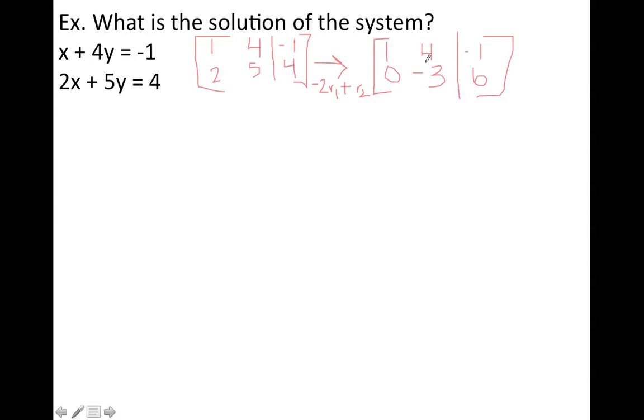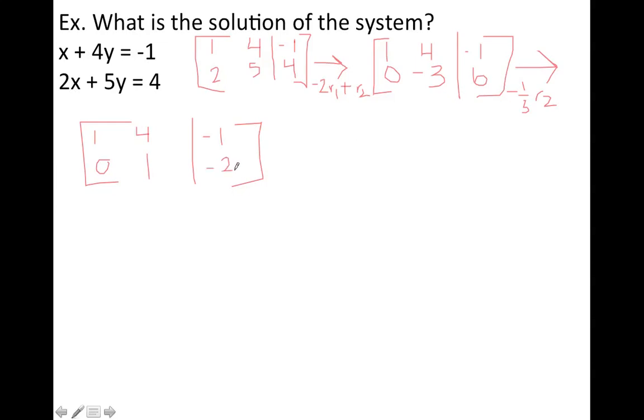Next, we need to get this to be 1. So I would multiply row 2 by negative 1/3, because I saw that 3 and 6 are factors of each other. We don't really like to use fractions, but we can. So again, we only did operations to row 2, so we can rewrite row 1, 1, 4, and negative 1. 0 times negative 1/3 is 0. Negative 3 times negative 1/3 is 1. And 6 times negative 1/3 is negative 2.